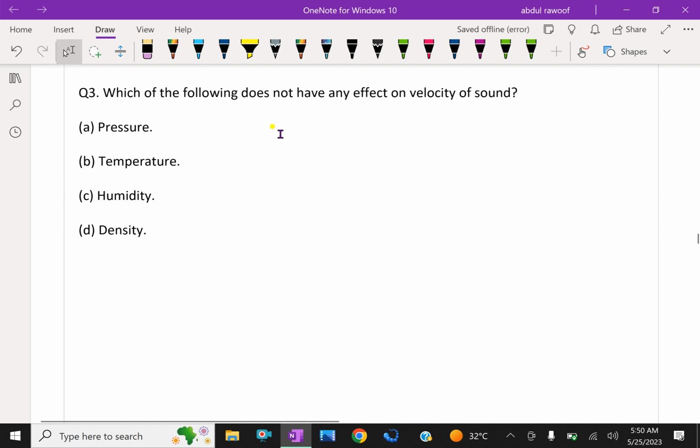Which of the following does not have any effect on velocity of sound? Pressure, temperature, humidity, density. Here, pressure does not have any effect on the velocity of sound. Other things, that is temperature, humidity, density, due to their variation the velocity of sound will change. Only pressure, due to pressure, the velocity of the sound will not change.